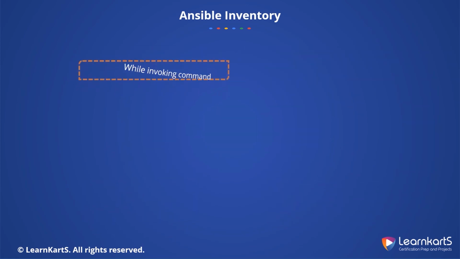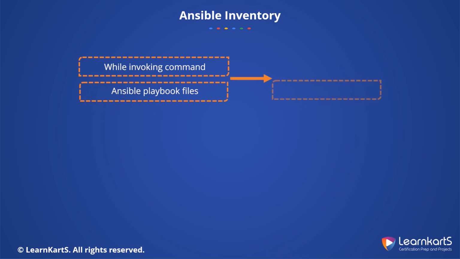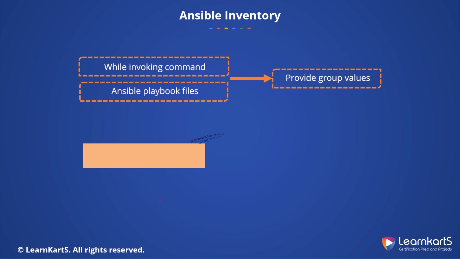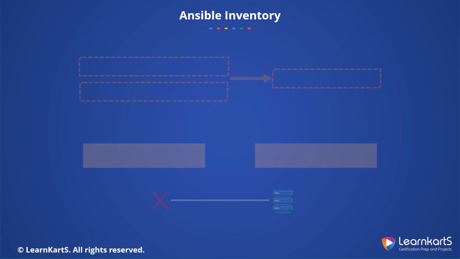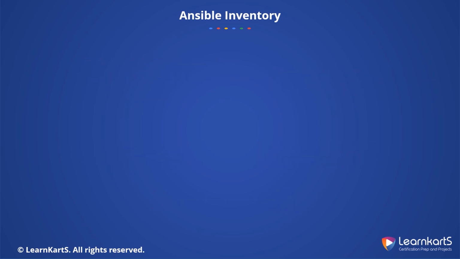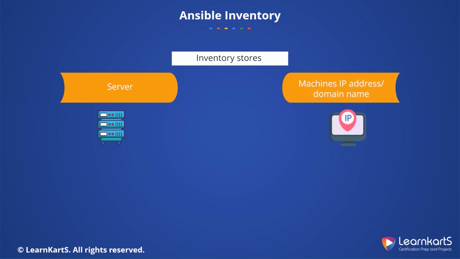While invoking Ansible commands or Ansible playbook files, you have to provide the group values, and if it's not available in the host inventory file, it will not connect to those servers, so it should be available in the host inventory file. So Ansible inventory is very important because in it you are going to have each and every server machine's IP address or domain name available.